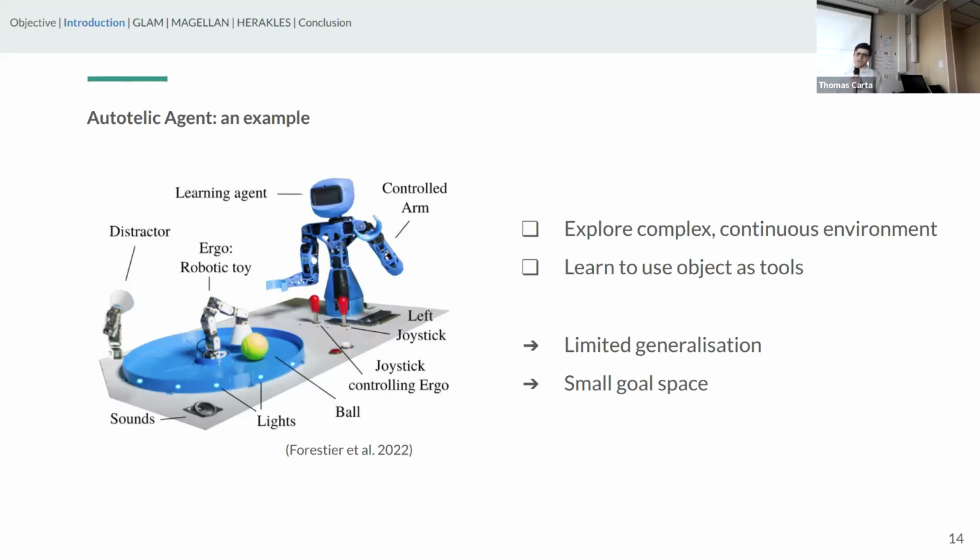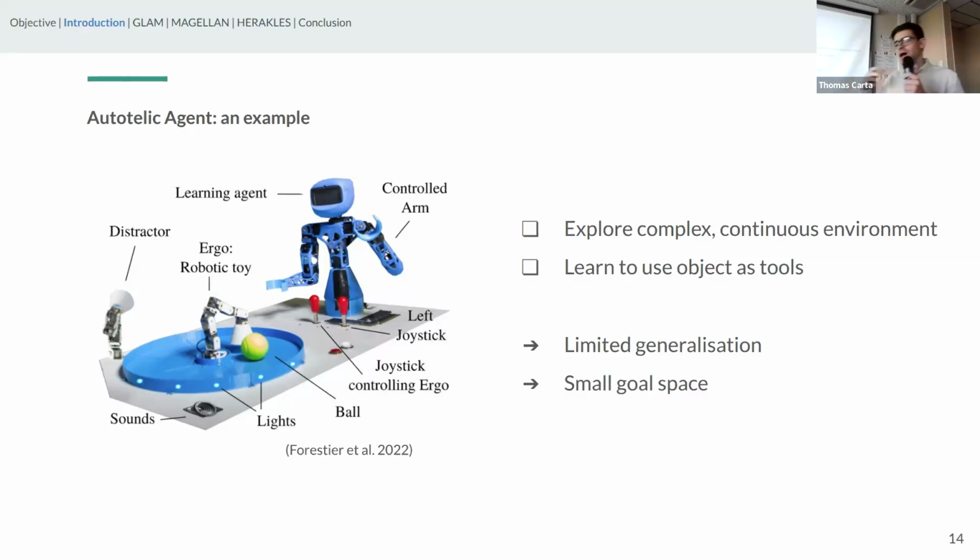And in this complex and continuous environment, the selection of goals using learning progress allows the agent to first learn to control the arm, then the joystick, then moving the robots. So it allows the agent to learn to use objects as tools. However, in this setup, there was limited generalization possible, and the goal space was relatively small.